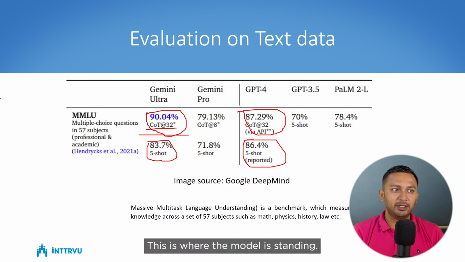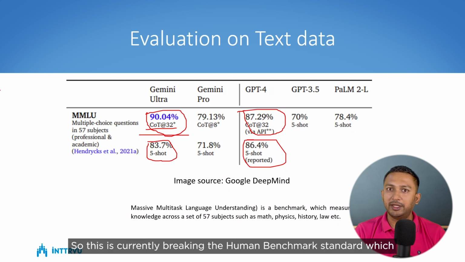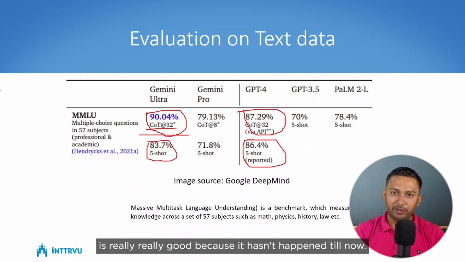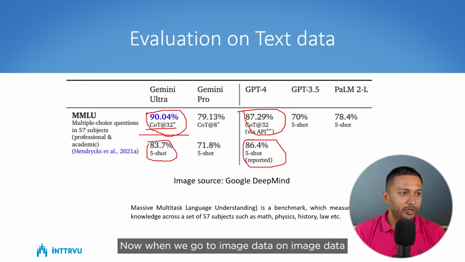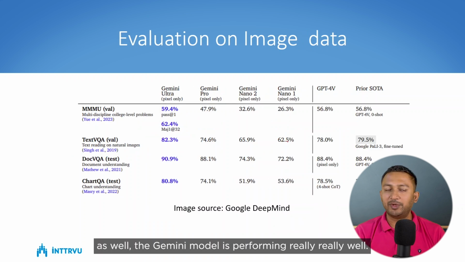So this is where the model is standing. So this is currently breaking the human benchmark standard, which is really good because it hasn't happened till now. Now, when we go to image data, okay, on image data as well, the Gemini model is performing really well.